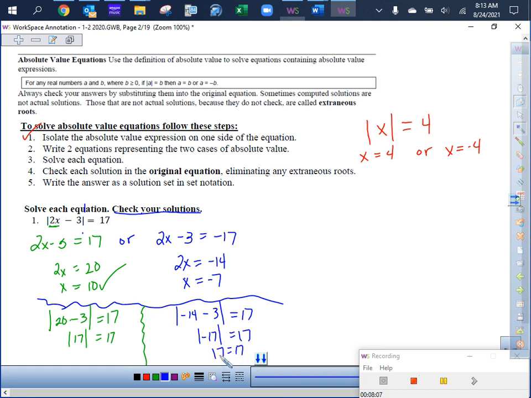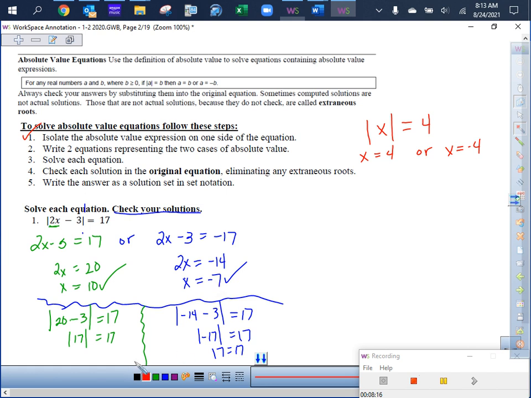So is this true or false? Does 17 equal 17? True or false? That's true. So this guy checked. They both checked. Then they say, write your answer in a solution set. We have 2 solutions. 10 is a solution to this guy, and negative 7 is a solution to this guy.